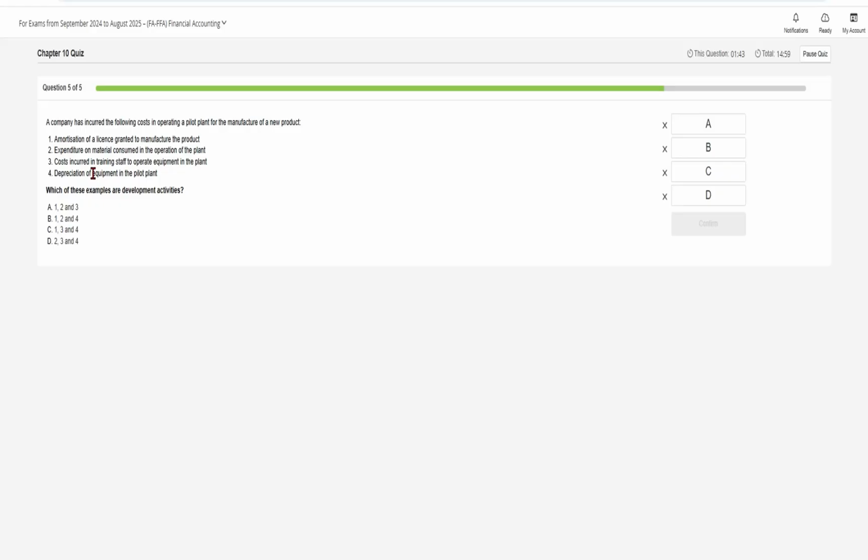Now the third one, cost incurred in training staff to operate equipment in the plant. IAS 38 says that training costs should not be capitalized. Okay, so it's not related to development activity. So in that case, our answer is B. And the last, statement 4 says depreciation of the equipment in the pilot plant. So obviously, if we are using any equipment in our pilot plant, the equipment is used to make or test the product in the pilot phase. So yes, it is a development activity. Okay. So yes, we are done with the question.